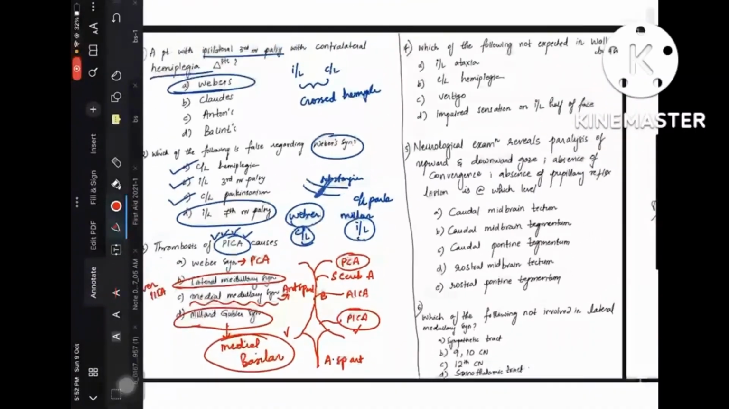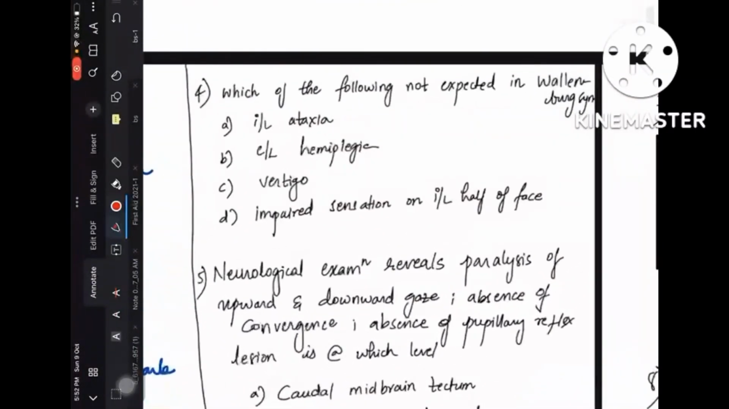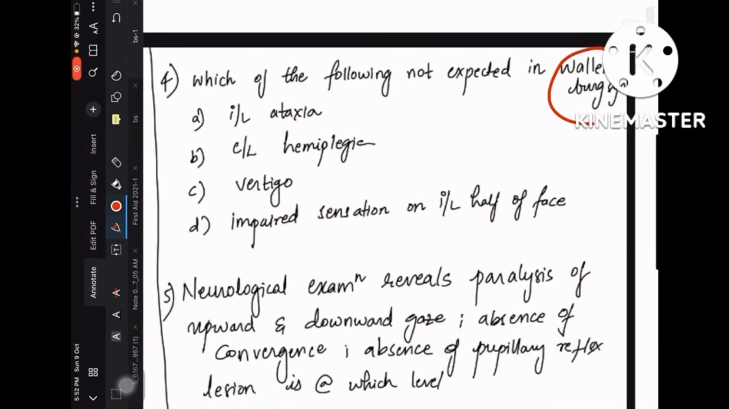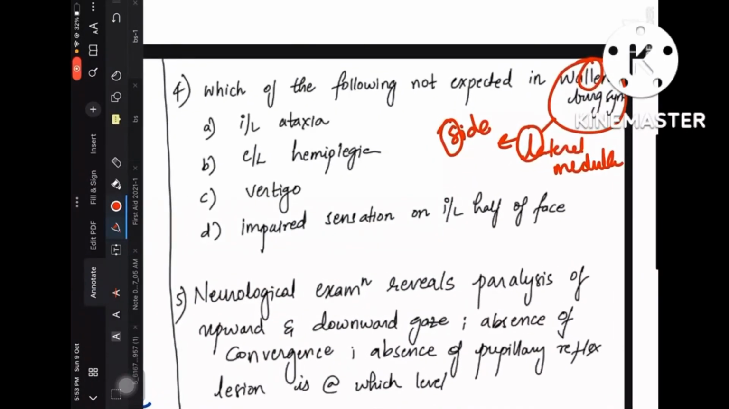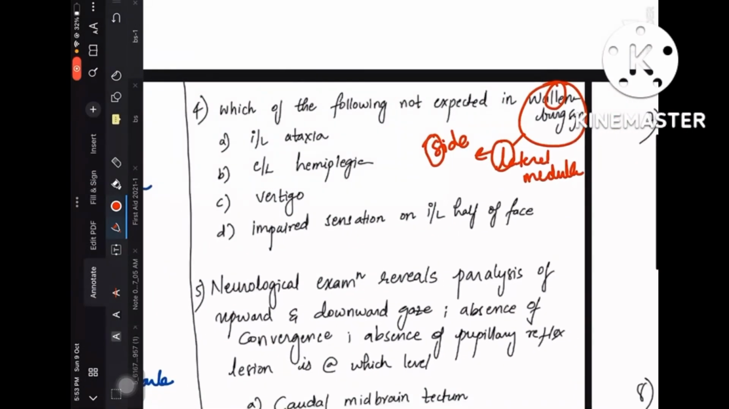Now coming to the fourth one, which of the following is not expected in Wallenberg? So firstly, what is Wallenberg syndrome? It is lateral medullary syndrome. Laterally, the mnemonic is sideways, that is S, all S's should come. So let us see. Firstly, ipsilateral ataxia. Yes, ipsilateral ataxia is seen because at the level of medulla you have the spinocerebellar tract. So ipsilateral ataxia is seen, S is done.